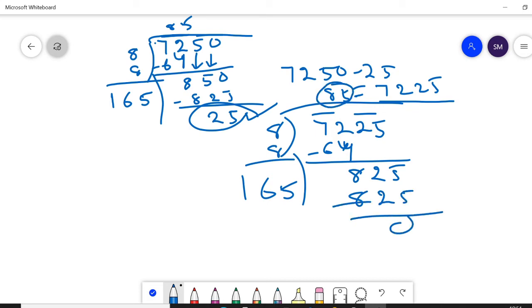Then what is the square root? The square root is 85, means the square root of 7225 is 85. Then what number should be subtracted? The remainder 25 should be subtracted.